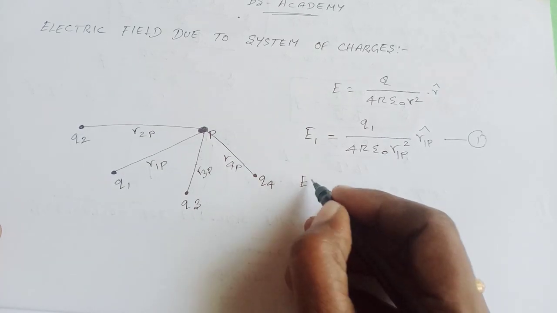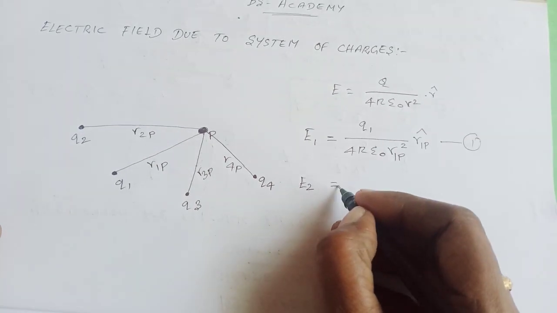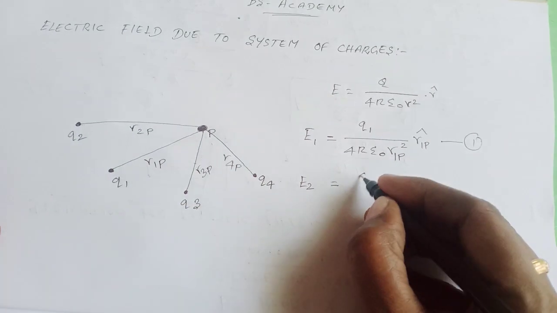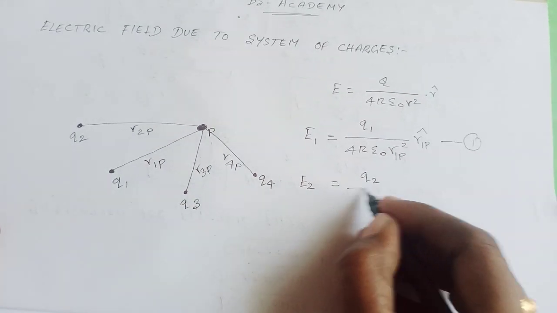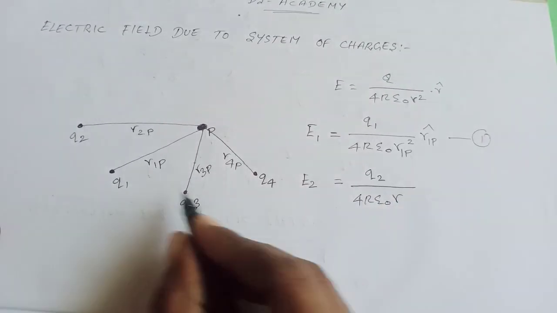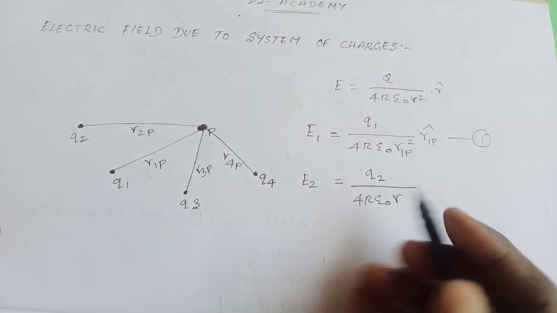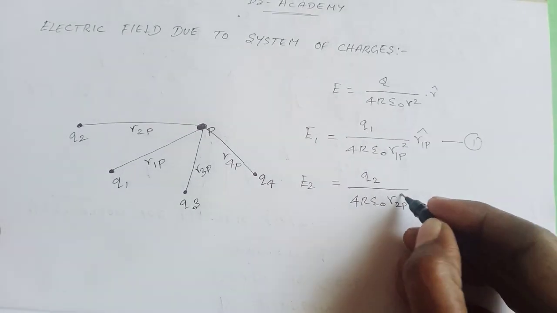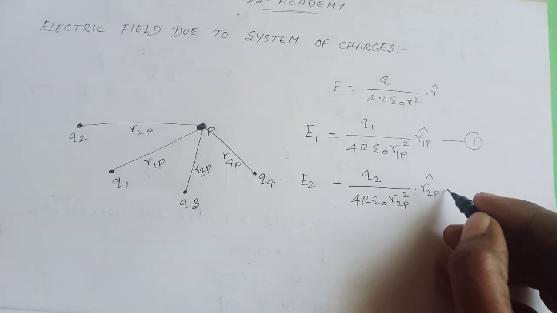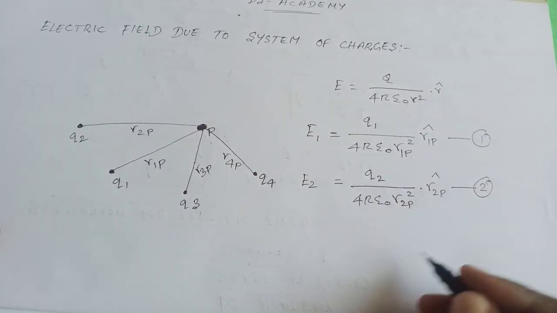Now in the same way, find out the equation for the electric field at the point P due to the charge q2. So what will be the equation? q2 by 4 pi epsilon naught, and the distance is r2p. So r2p square into r2p cap. Keep this equation as 2.